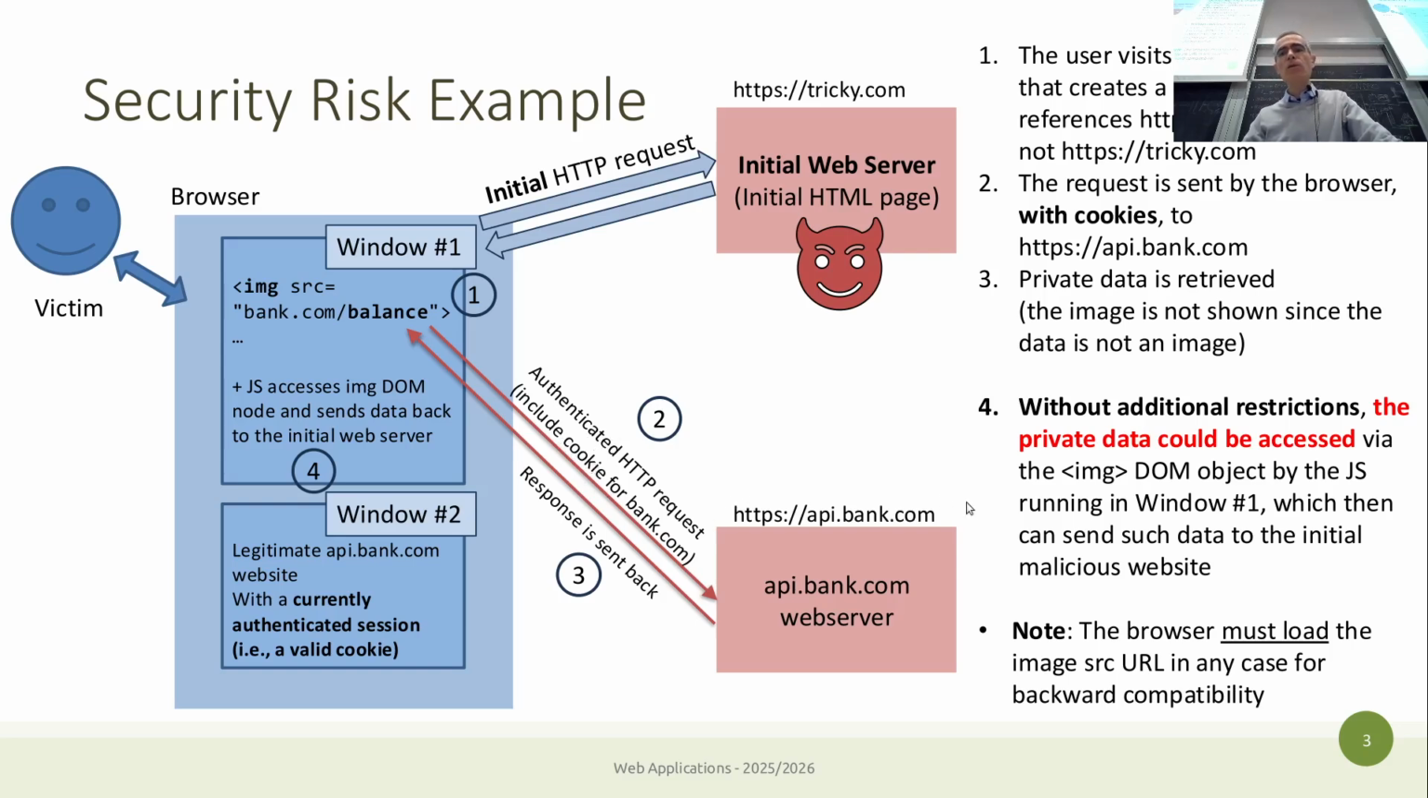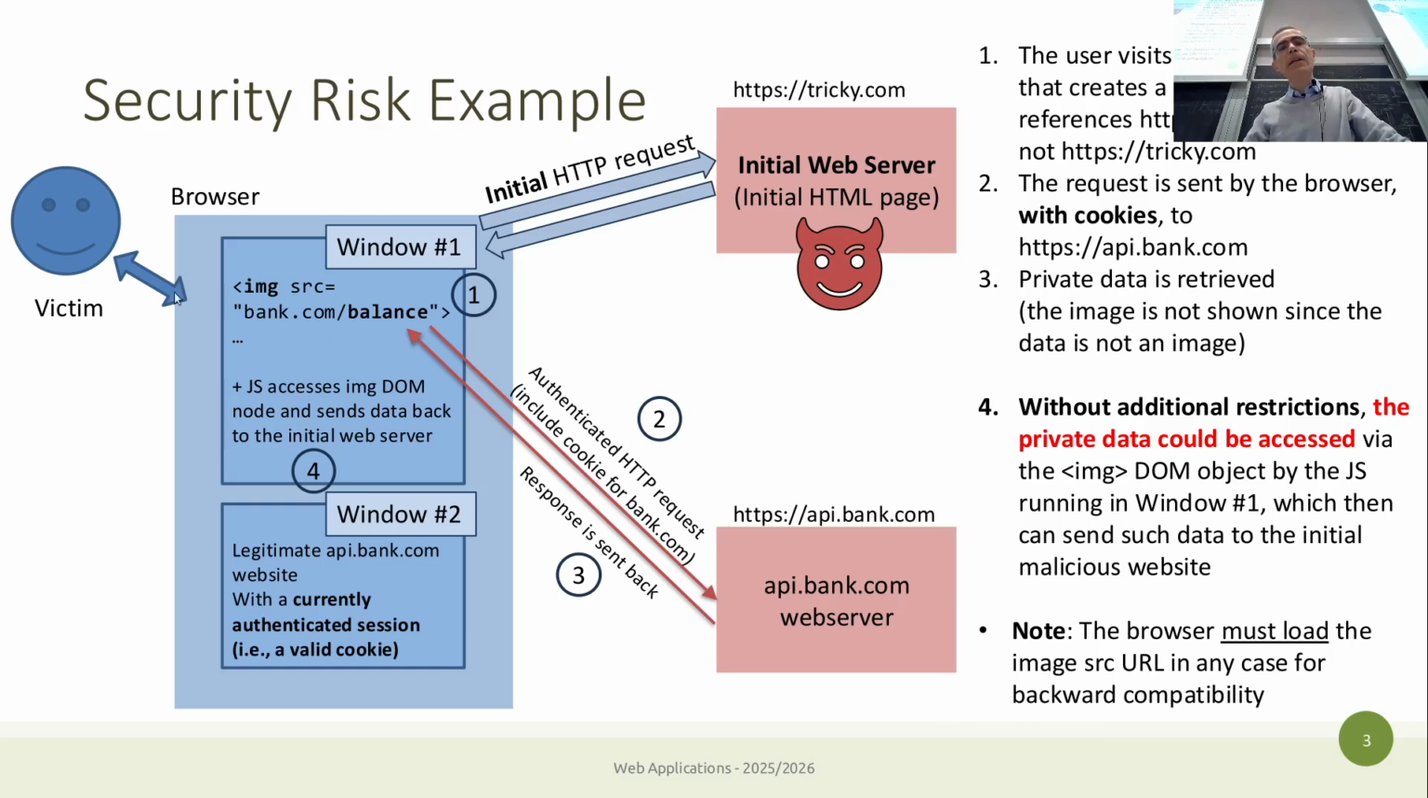And so actually, to this API bank.com server, the request looks legitimate, okay? So it has no reason to think it shouldn't answer this request, okay? And we cannot do anything about this. And indeed, the browser will do nothing about this, okay? And the response will be sent back, okay?